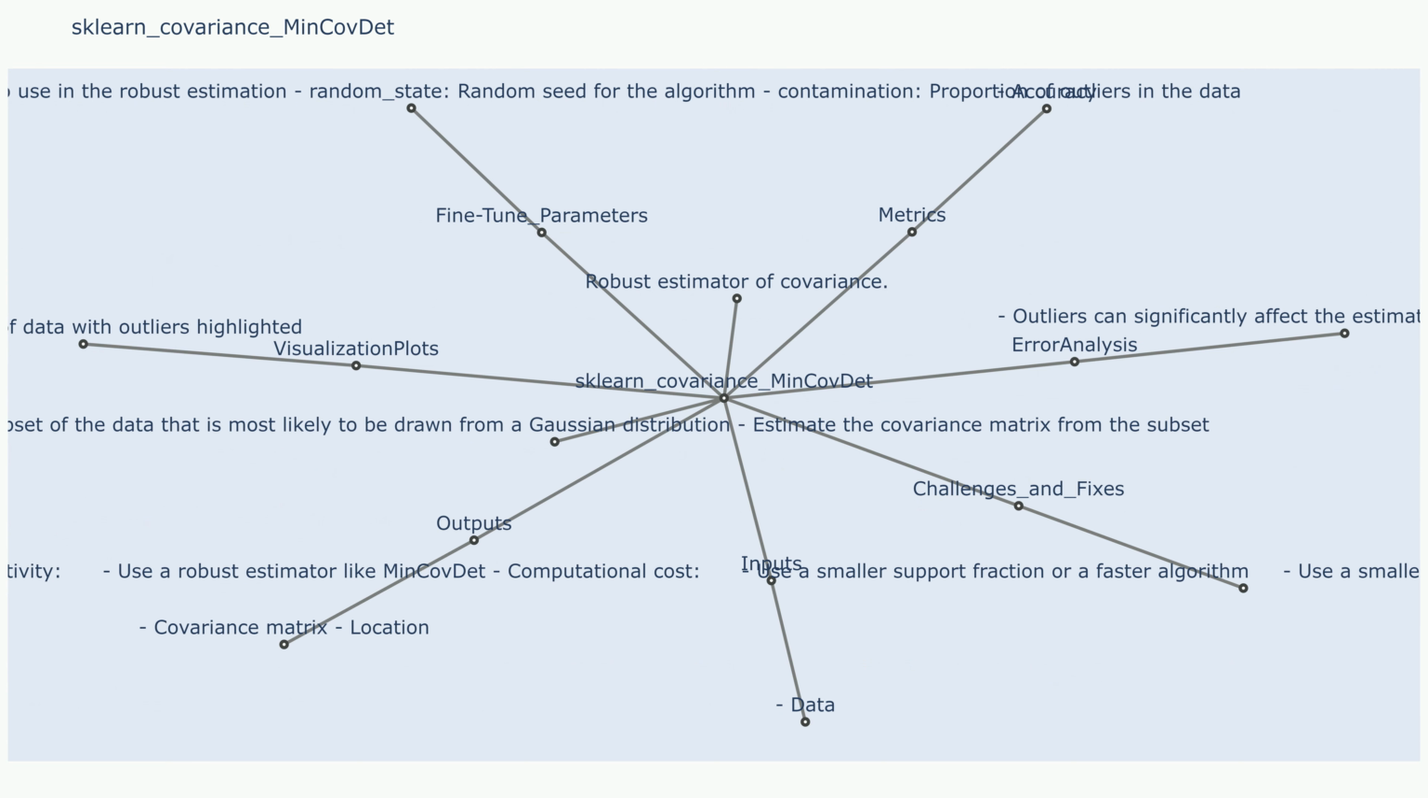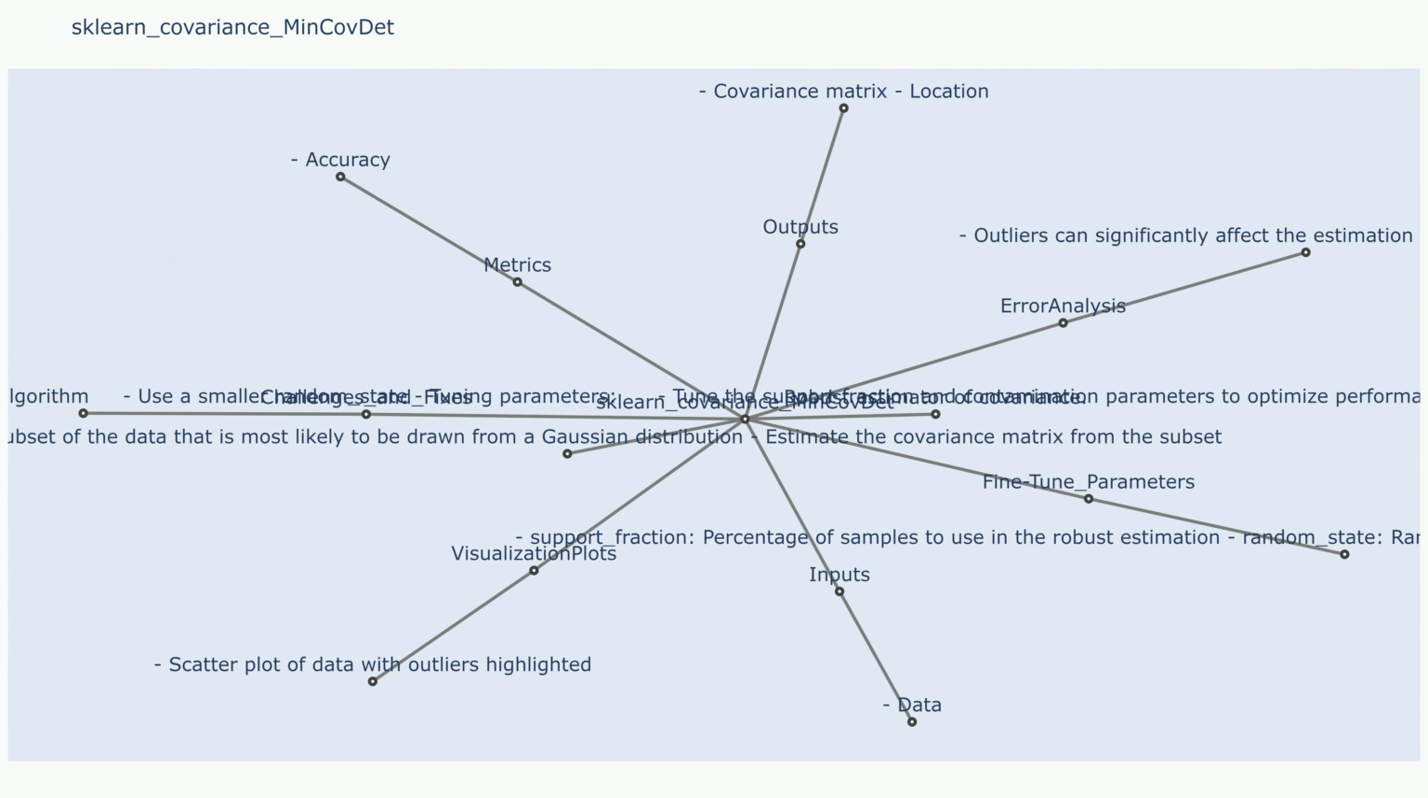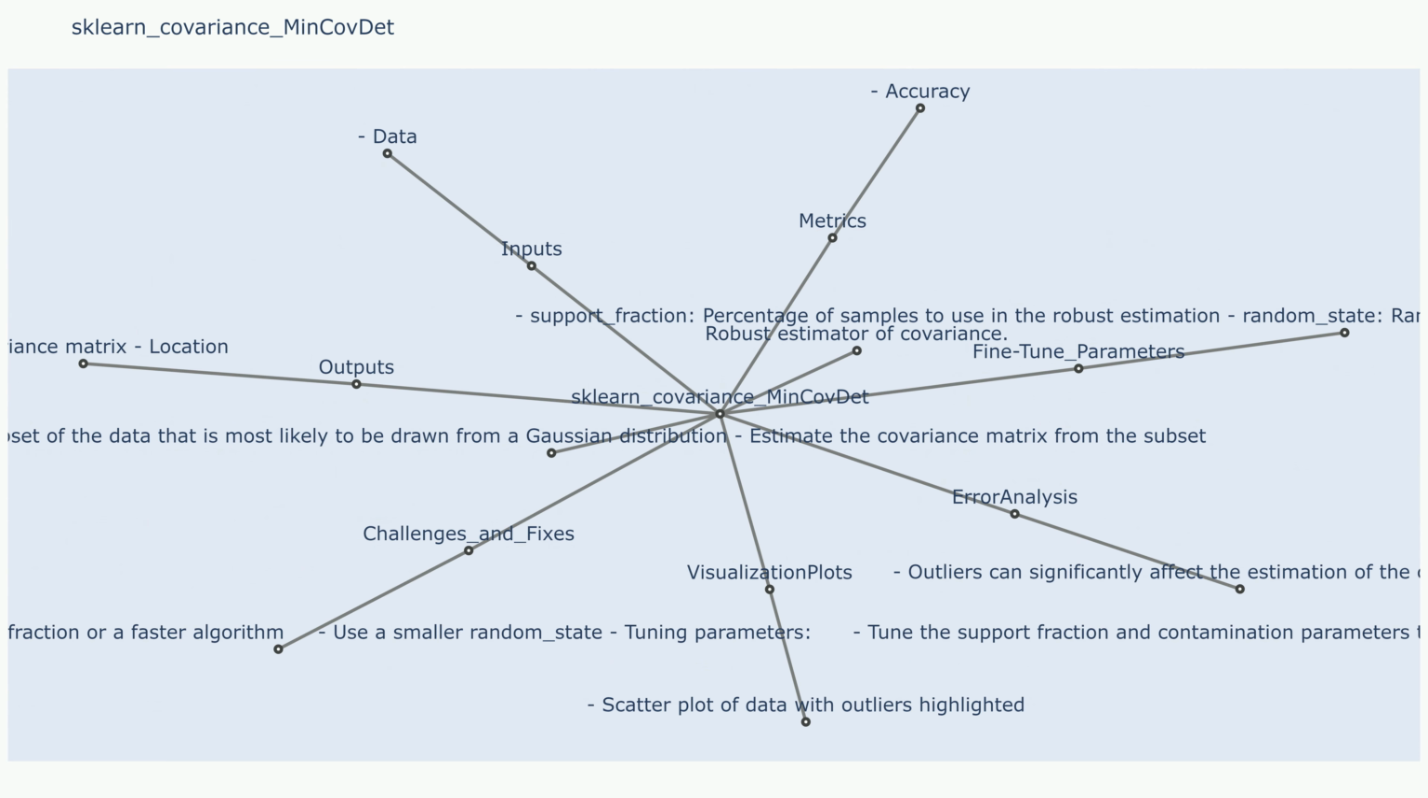Challenges and fixes. Challenge 1: explain in detail. The MinCovDet estimator can be computationally expensive for large data sets. Sample use case that resulted in challenge 1: a dataset with millions of samples and hundreds of features. Fixes to challenge 1: the support_fraction parameter can be reduced to decrease the number of points that are considered.